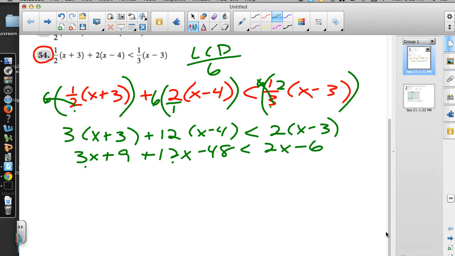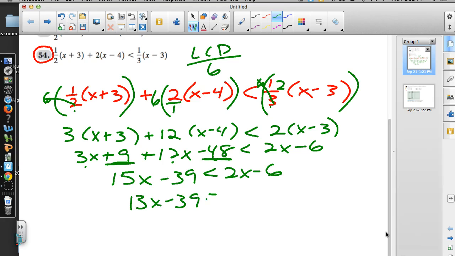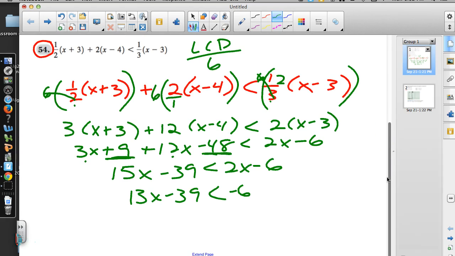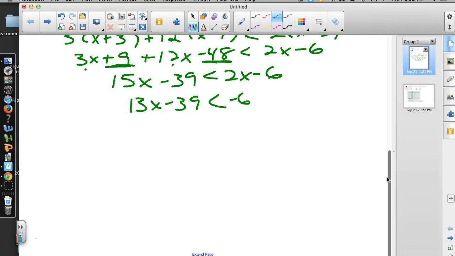So 3x plus 12x is 15x, combining like terms, and then we have basically negative 48 plus 9, or positive 9 minus 48, so negative 39 is less than 2x minus 6. Then we would subtract 2x from both sides. And while I'm doing this, I'm keeping in mind if I multiply or divide by a negative, as I solve it, I have to flip the sign. But that has not taken place yet, if it is at all.